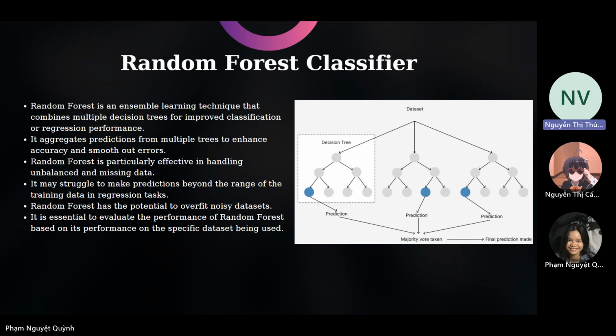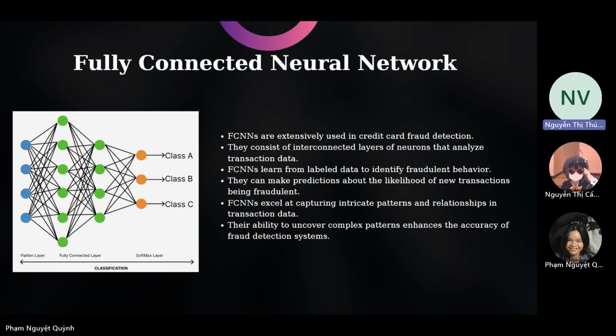The third one is fully connected neural networks. They are widely employed in credit card fraud detection. They consist of interconnected layers of neurons and can capture intricate patterns and relationships within transaction data. FCNNs learn from labeled data to identify fraudulent behavior and make predictions about the likelihood of new transactions being fraudulent. Their ability to uncover complex patterns enhances the accuracy of fraud detection systems.